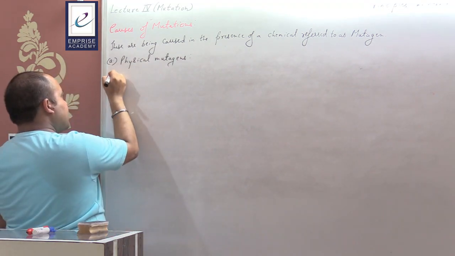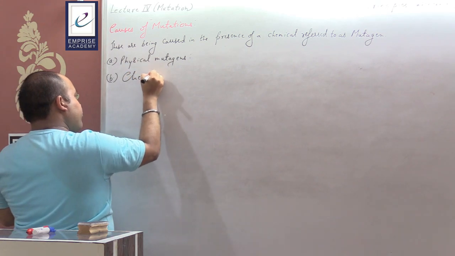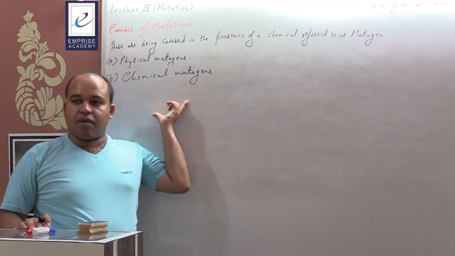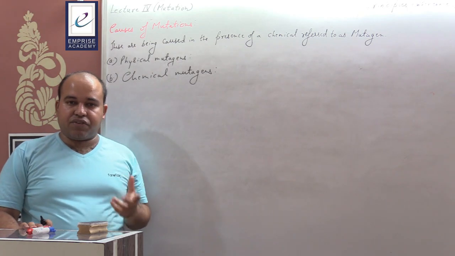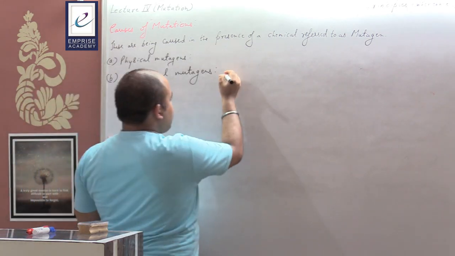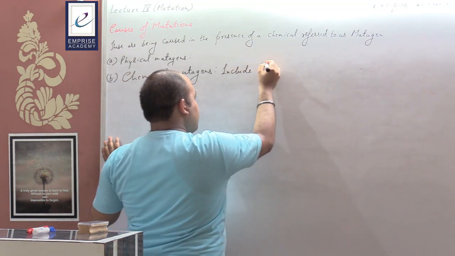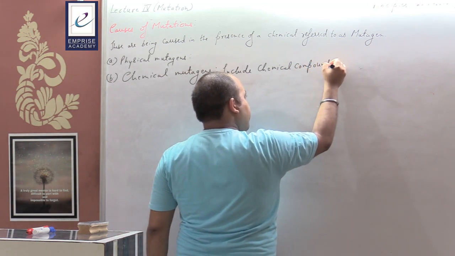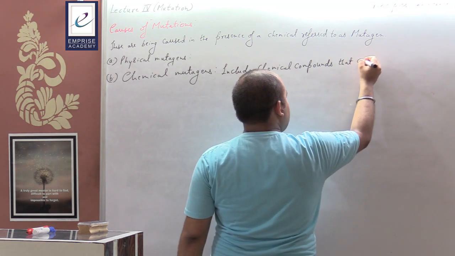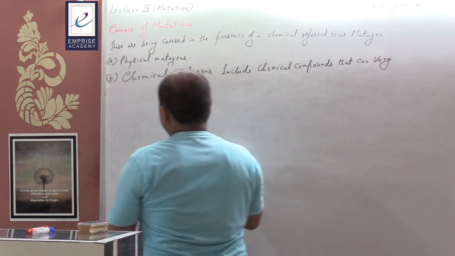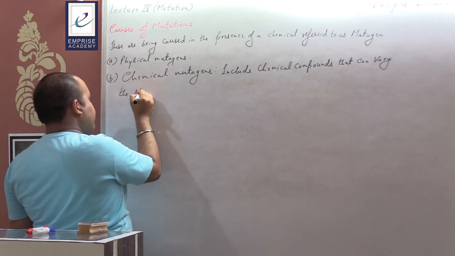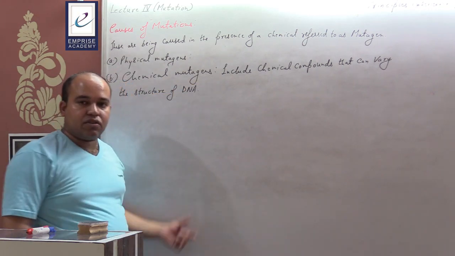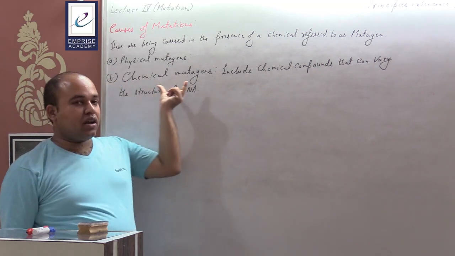The second is referred to as the chemical mutagens. These include different chemical compounds that can react with the structure of DNA and can mutate it. They can vary the structure of DNA, and then they are referred to as chemical mutagens.